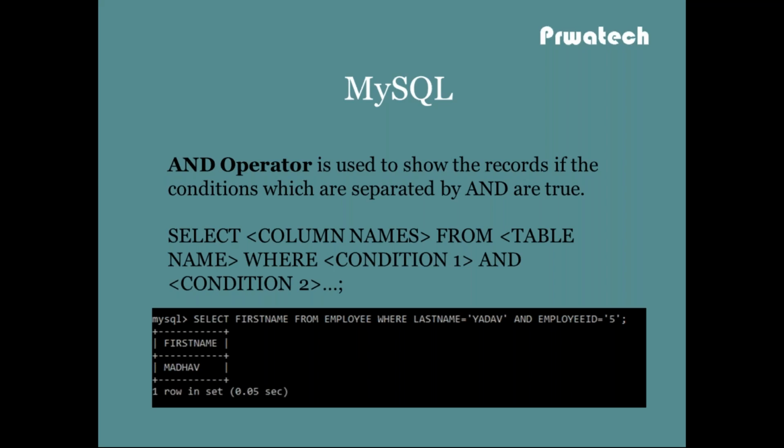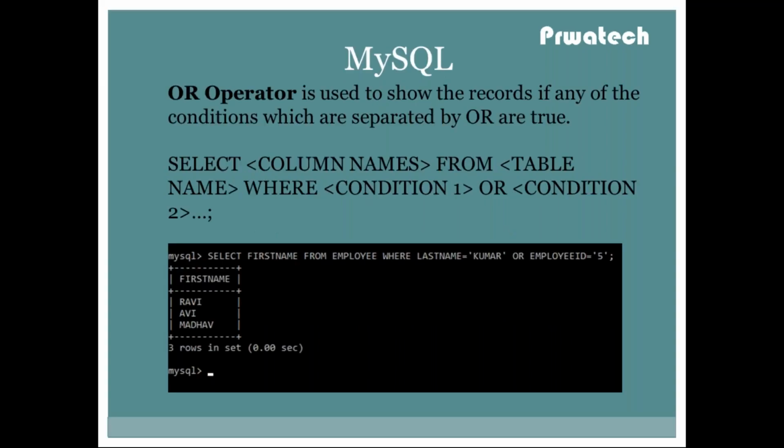As the screenshot shows, we have written the command here as SELECT first name FROM employee WHERE last name is equal to 'Yadav' AND employee ID is equal to 5. Here we have used two conditions, so we have used the AND operator because we want both of the conditions to get satisfied. Only then the result should be shown. As per our conditions, the result is first name Madhav, whose last name is Yadav and whose employee ID is 5 respectively.